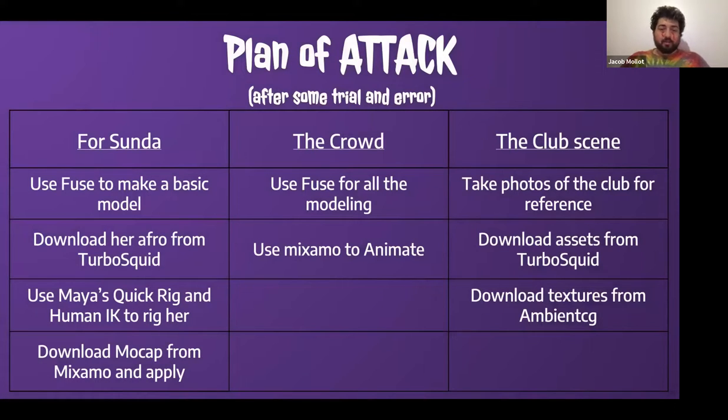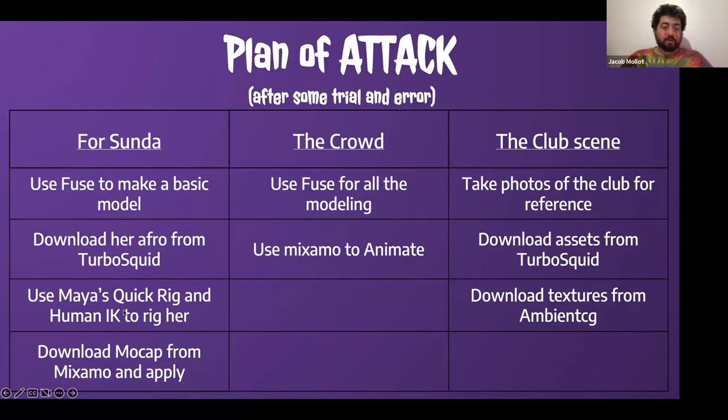So the plan of attack here, after a little bit of trial and error, there's going to be some trial and error. For Sunda, the character, I'm going to use Fuse to make a basic model of her. I'm going to download her afro from TurboSquid, because that was another decision I had to make. Do I want to learn how to model hair in Maya? Do I want to take all of that time and do that? Or do I want to just pay $20, which I'm going to ask her for anyways, and download an afro from TurboSquid? Decisions like that seem pretty self-evident. Well, yeah, I'm going to download it.